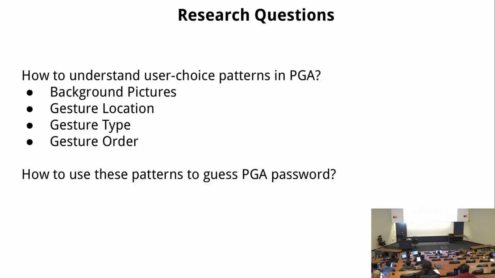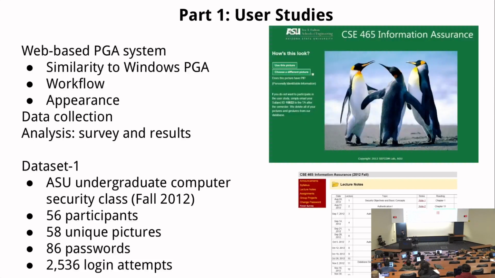So I wanted to understand how secure this system is. In particular, I want to understand what kind of background pictures people usually choose, what kind of gesture locations, gesture types, and also gesture orders they choose. And if we can find some patterns out of those user choices, how can we use those patterns to crack this password system, to guess this password system? So that's what I was interested in.